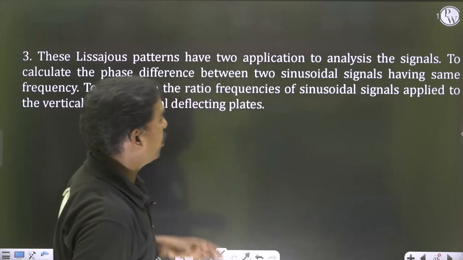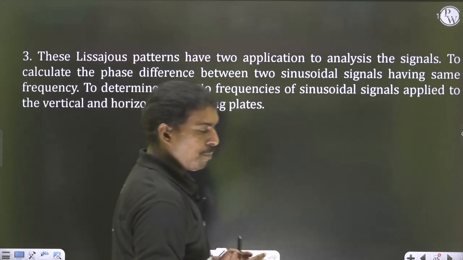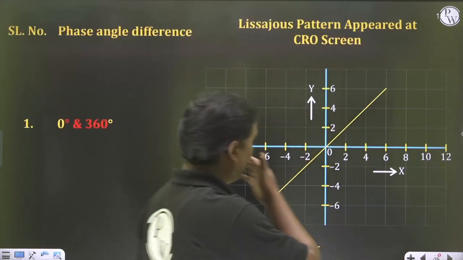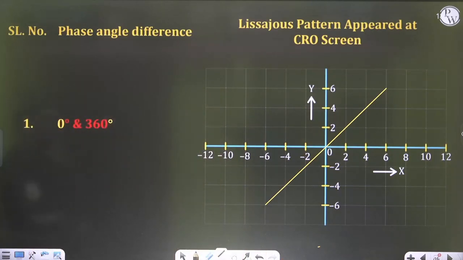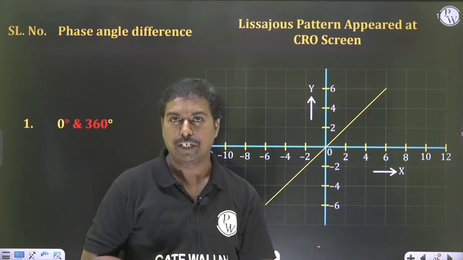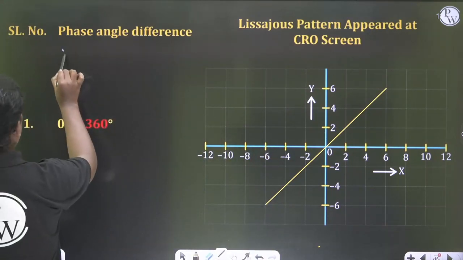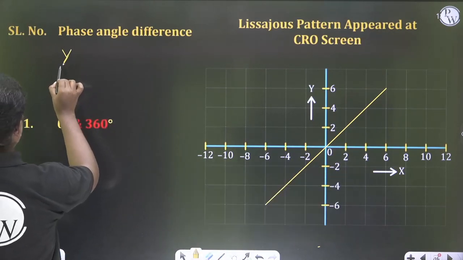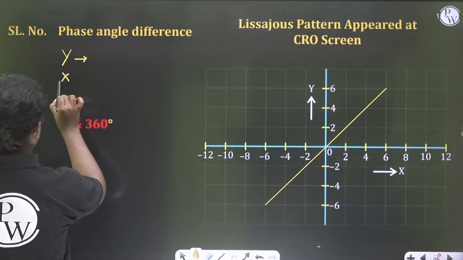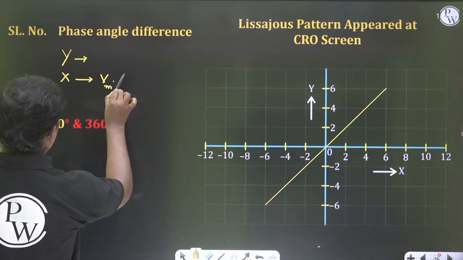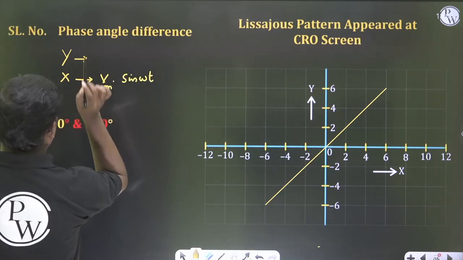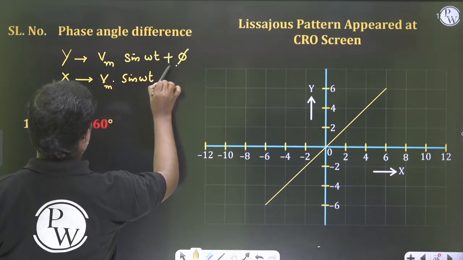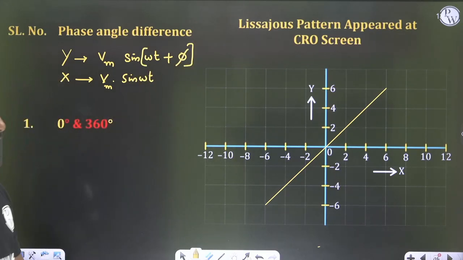Now, in this lecture, I am going to talk about how to distinguish the phase difference and the frequency shift by using the Lissajous patterns. If you see the phase angle difference, the Lissajous patterns appear on the CRO screen. Suppose the signal for the X plates is sin omega t, and the signal for the Y plates has a certain phase difference.